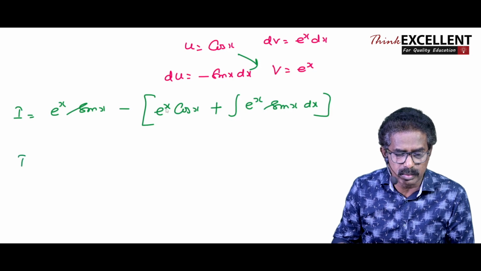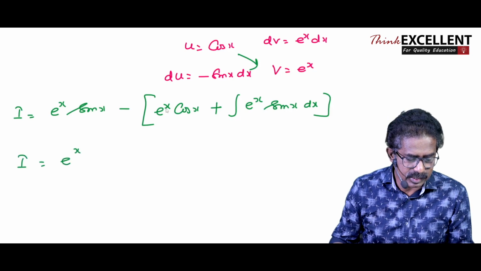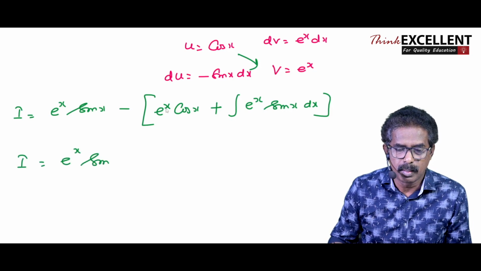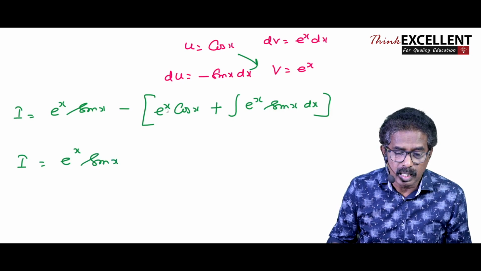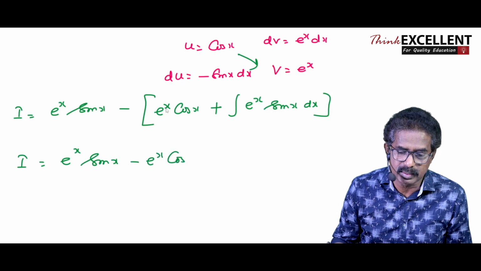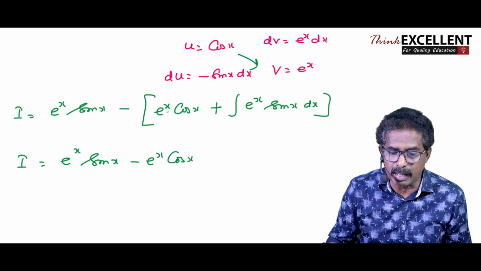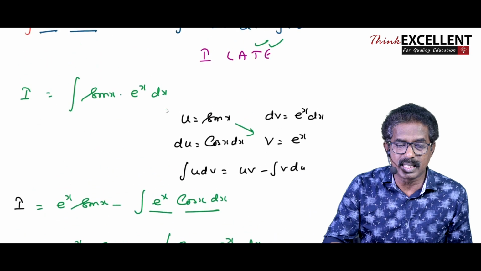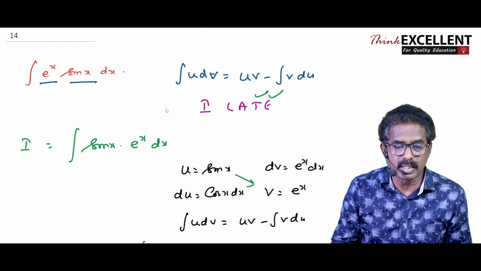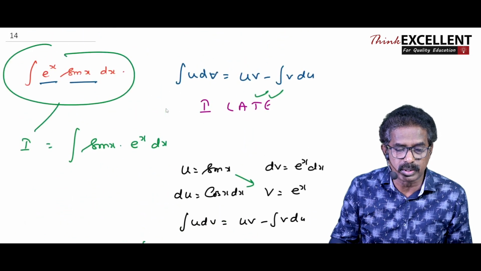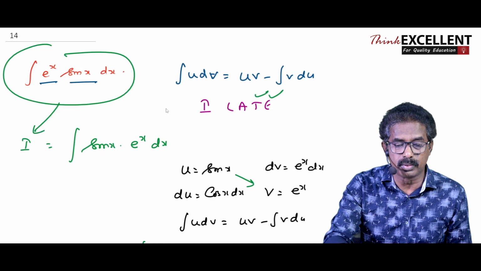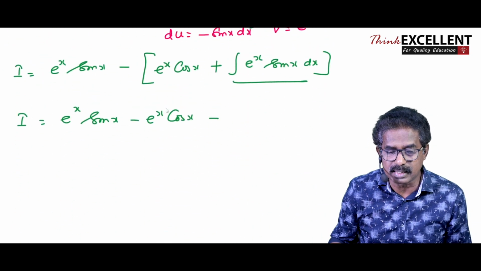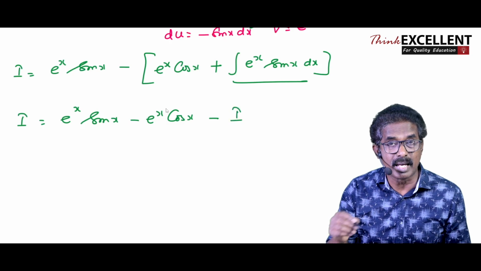Now listen here. So I equal to e raised to x sin x. By this minus you multiply, minus e raised to x cos x. Minus into plus is minus. This part, integral e raised to x sin x dx. Again, what did we name it in the question? We named it I. So take that as minus I. Our aim is to find I.